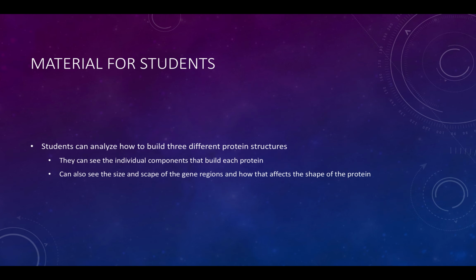I think this simulation would be really good for students in the heredity unit. It allows them to analyze three different protein structures, and beyond this, by having each protein be a different shape, I think it shows them that structure and function are highly related when it comes to protein building and gene expression. The size and shapes of the genes vary throughout the simulation, which I think is important in showing the student how that can also affect the size and shape of the protein.